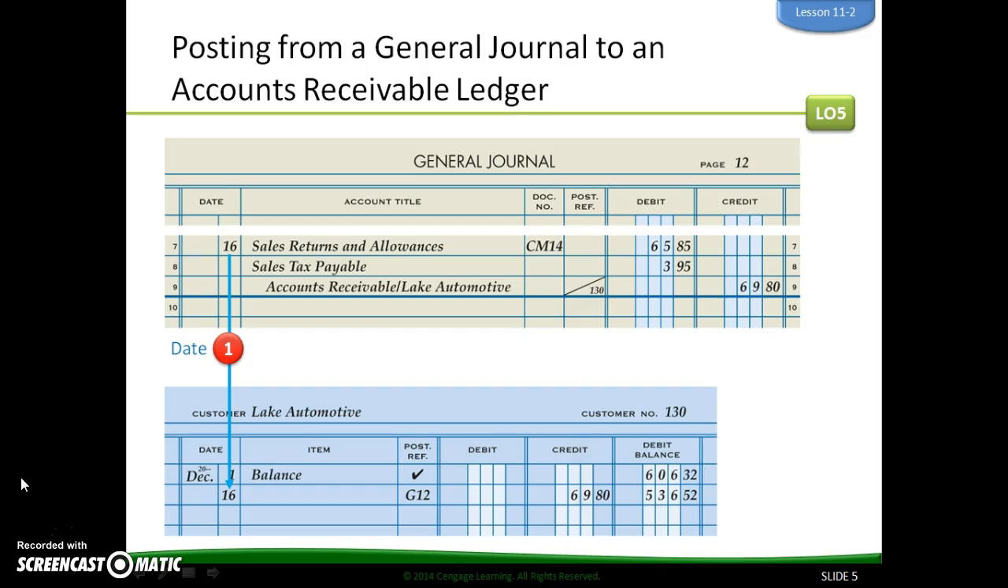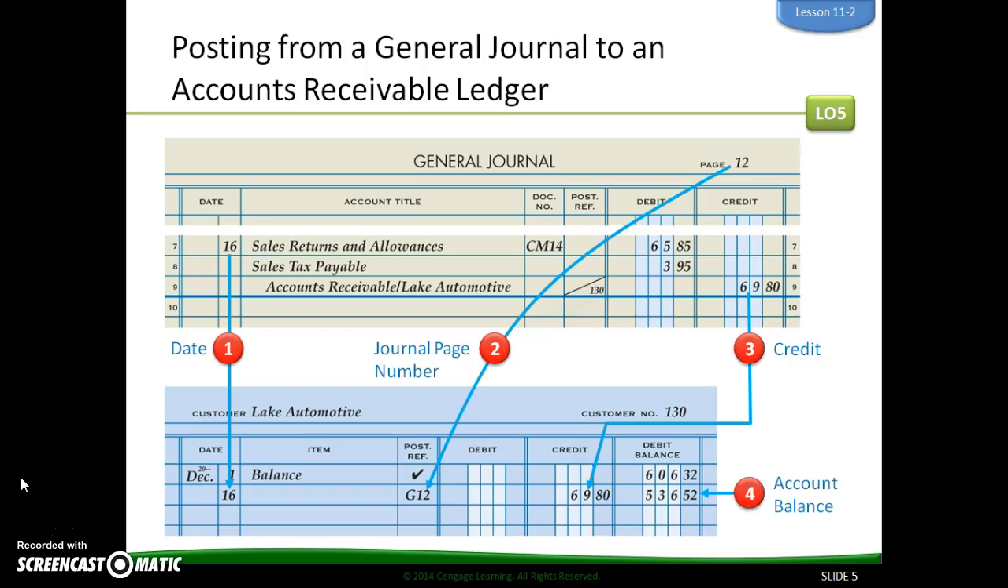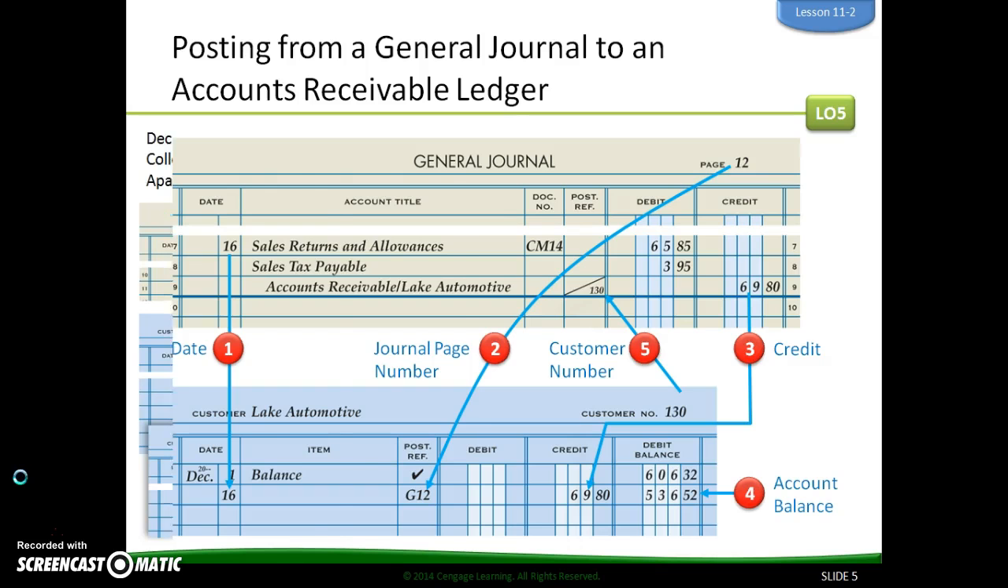We're going to go ahead and we're going to post from the general journal to the accounts receivable ledger. And remember that we're dealing with Lake Automotive here. So on the 16th, from page 12 of the general journal, we're going to go ahead and post a credit for $69.80, which reduces the debit balance on the accounts receivable ledger. Remember then, we always want to make sure we have good record keeping for an audit trail, and this is customer number 130, so we're going to make sure we post that back on the general journal.